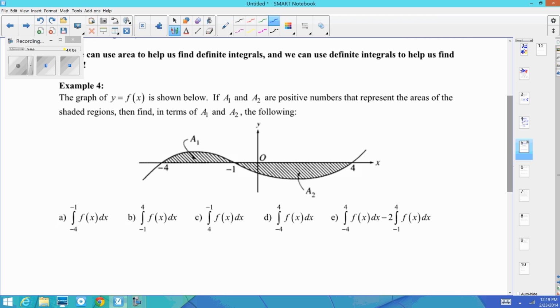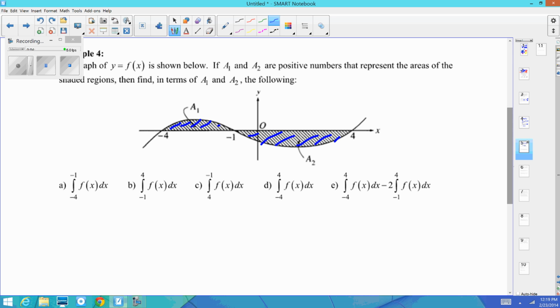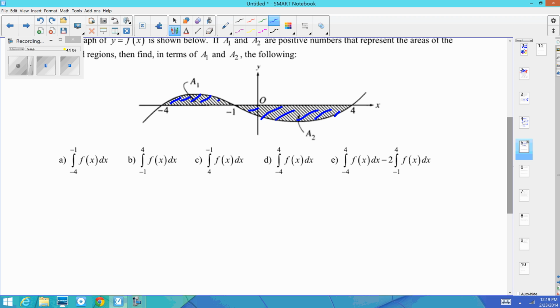We have this graph, y equals f of x, shown below. The area of this region is A1. The area of this region is A2. They're positive numbers because they're areas. So we're going to try to find different integrals. From here, we want the integral from -4 to -1. That's going from left to right, so that's our normal case. If we want to integrate that, that's simply going to be equal to A1. The area actually matches the integration this time.